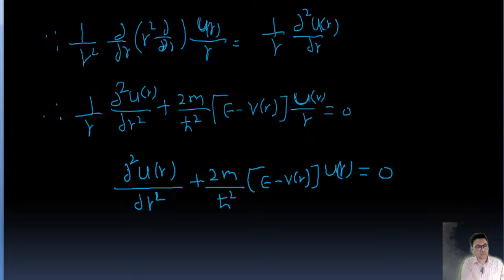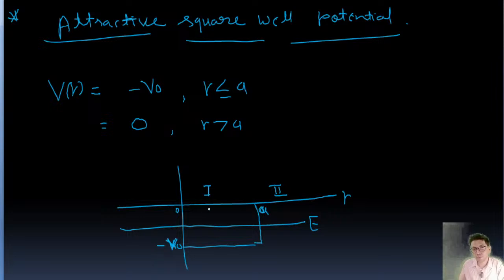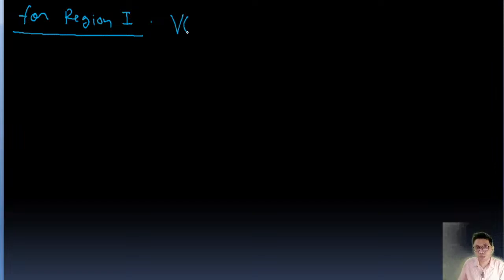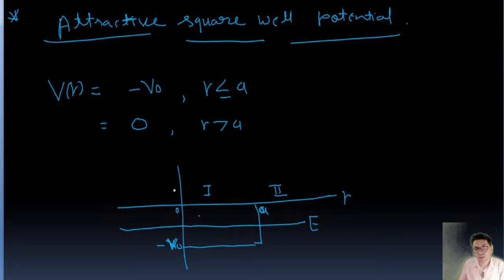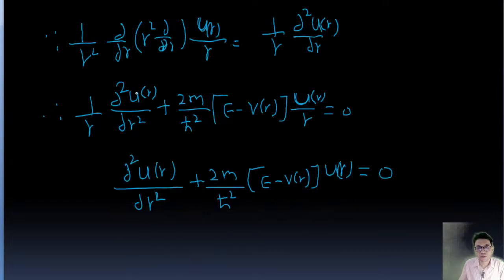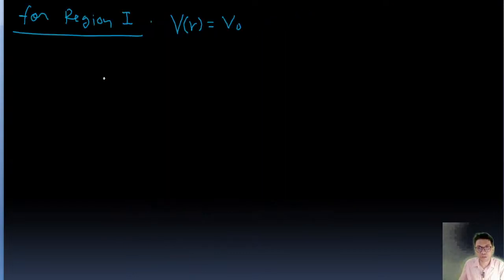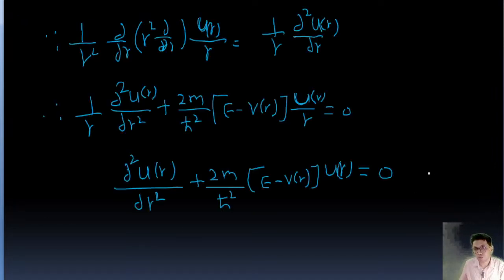Now we'll discuss region 1, region 2 one by one. First we are discussing region 1. For region 1, we have V(r) equal to minus V naught; here the value of potential for this region is minus V naught. Now we'll put this value in the equation. You can say this equation is 2.